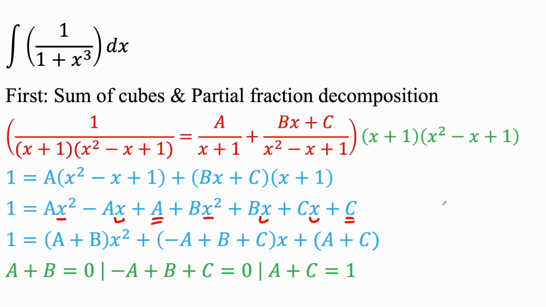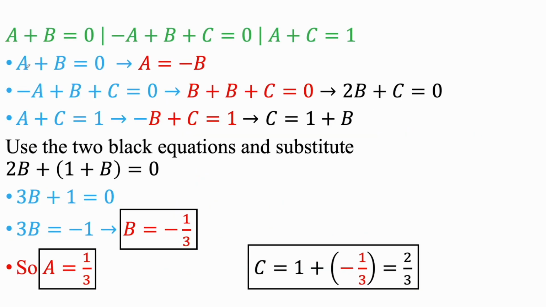And now I'm going to move on to the next slide. So now I'm going to rewrite A plus B is equal to 0. I can say A is equal to negative B. And my second equation, negative A plus B plus C is equal to 0. I'm going to replace my negative A with positive B because it's like divide by negative 1: negative A is equal to positive B. So I have B plus C is equal to 0. So 2B plus C is equal to 0. Then we have this piece, A plus C is equal to 1.